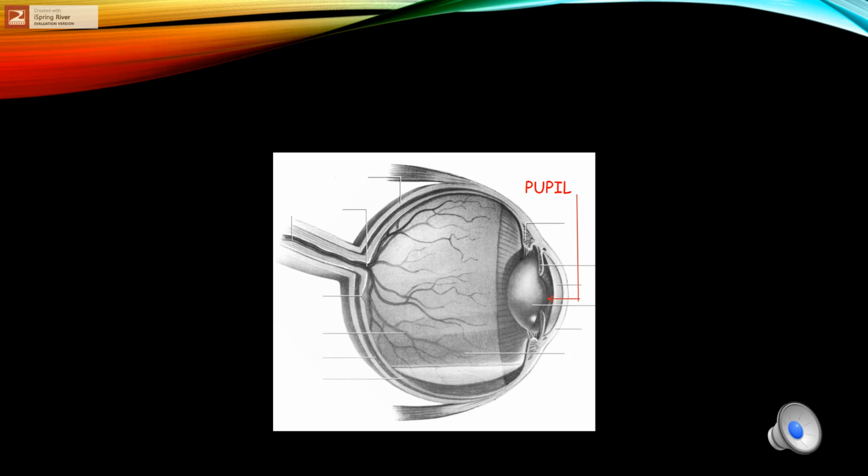Pupil, the round hole in the center of the iris through which light passes. The pupil ordinarily appears black because there is very little light coming from the dark chamber behind it. Something to remember: the pupil hole is not something you can touch.